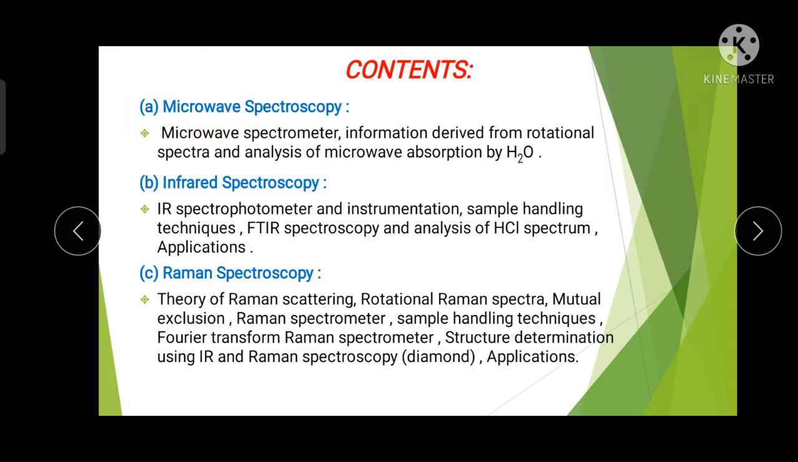The first spectroscopy in this module is microwave spectroscopy, and under microwave spectroscopy there are different topics: the microwave spectrometer, information derived from the rotational spectra, and analysis of microwave absorption by H2O. H2O means water. So in microwave spectroscopy we study the microwave spectrometer, that means the instrumentation of microwave spectroscopy, and also the information derived from the rotational spectra.